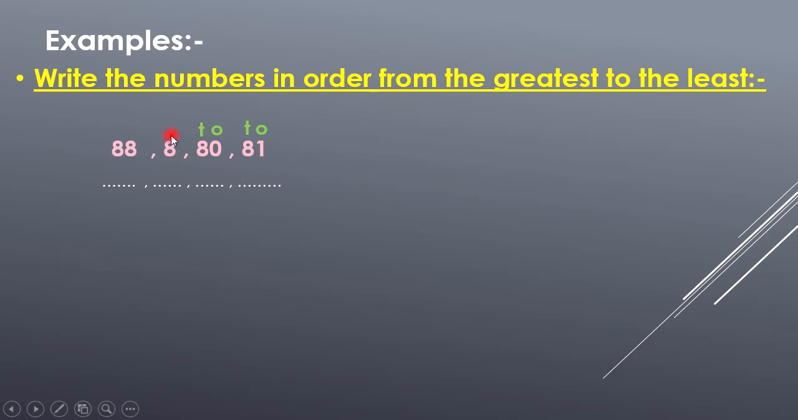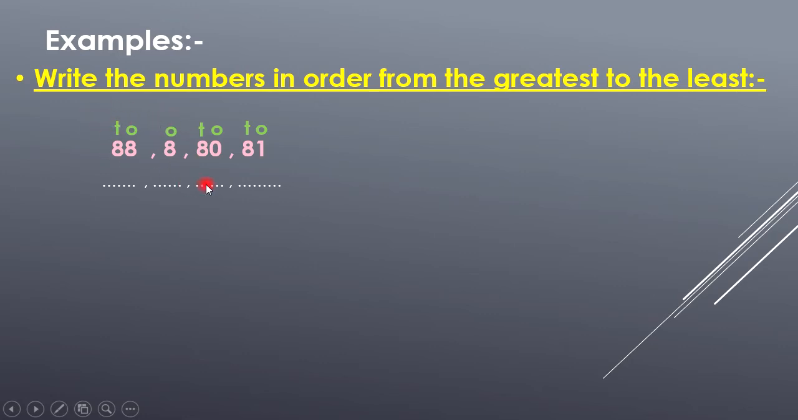Here I have 88, 8 in ones home and 8 in tens home. Okay, so now at first we should look to what? Tens digit. We should look to tens digit.